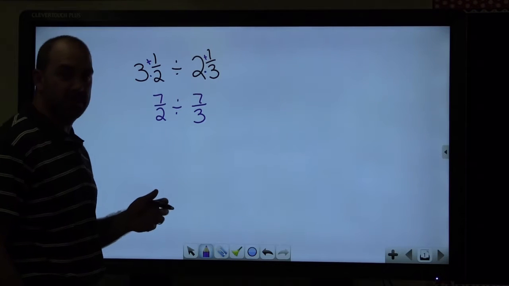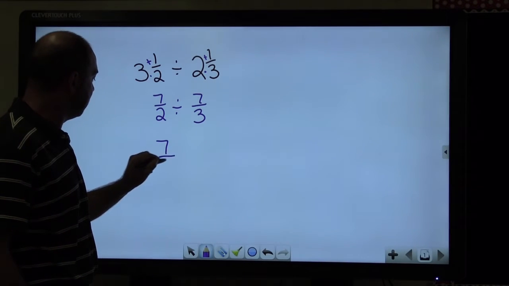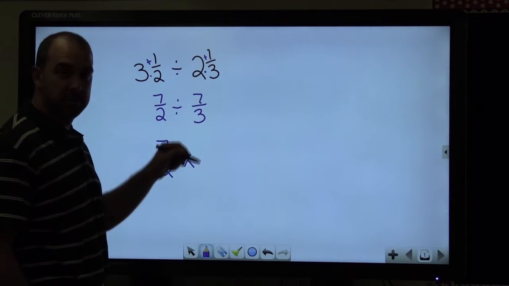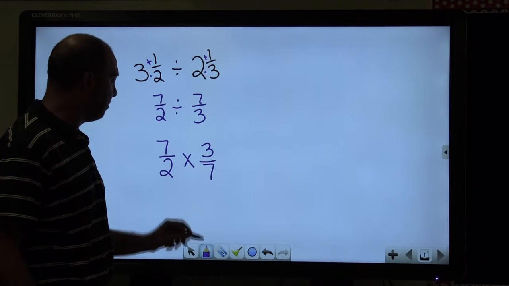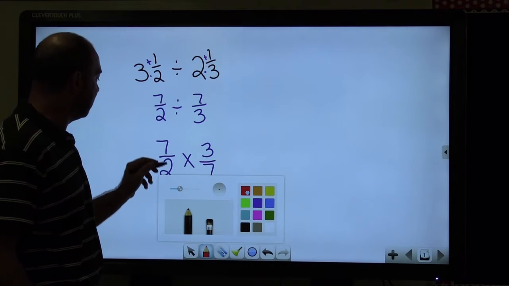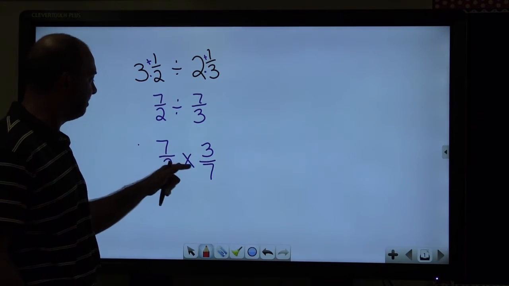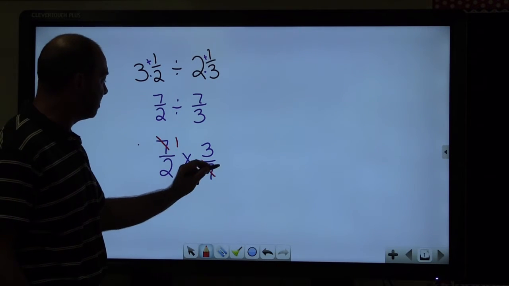Again, we do LMR. So we do L, which is leave. Change the division to multiply. And then we reciprocate 3/7. And as we learned before in multiplying fractions, since you can look at the cross products, 7 divided by 7 is 1. So you can make those 1s.